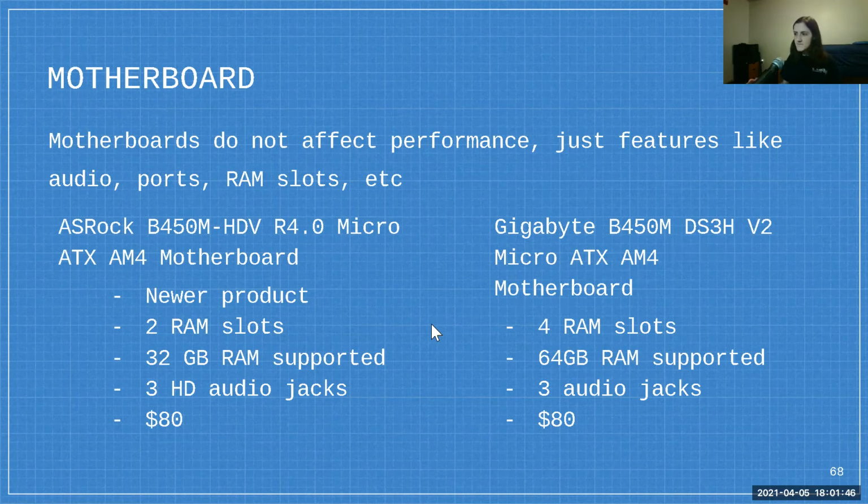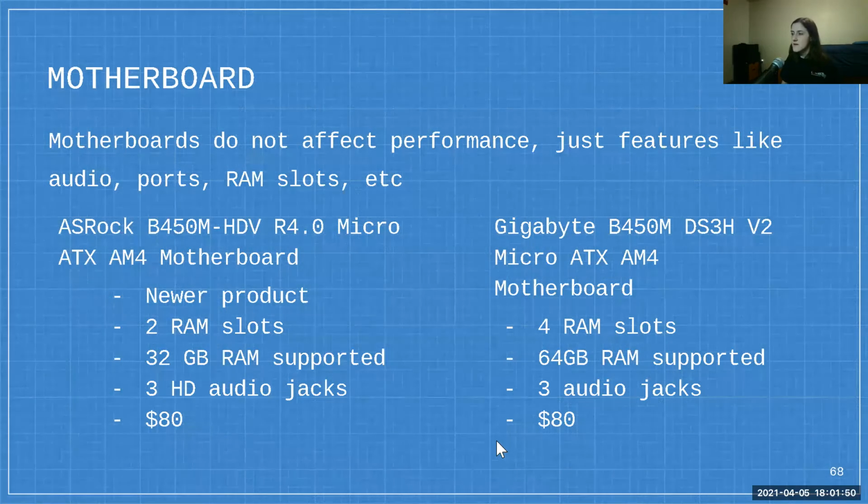And so comparing these side by side, they're both $80. So that just kind of levels that playing field right away, because I think we have about $400 left to spend. This is going to be a newer product, but it has 2 slots for RAM, whereas this motherboard has 4 slots of RAM. And thus, this supports a total of 32 gigabytes of RAM, whereas this, because of its additional slots, supports 64.